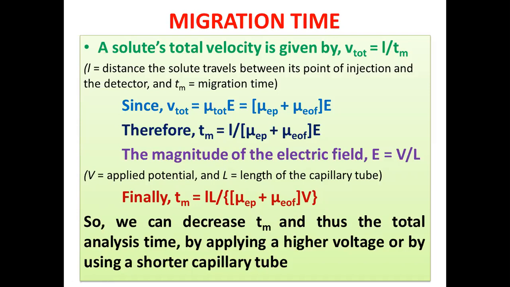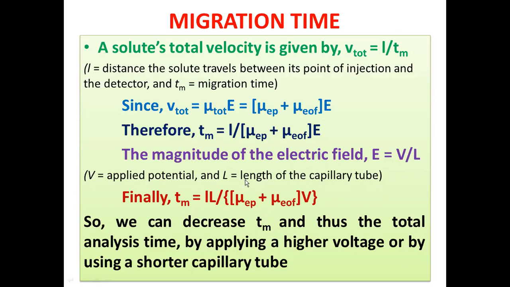If the analytical time needs to be lower, meaning we have to complete the analysis rapidly, the elution time or the migration time must be lower. So we can decrease this time Tm, and thus the total analysis time, by applying a higher voltage. You can see voltage is present in the denominator. If you apply higher voltage, the value of Tm will become lower. So analytical time can be reduced, and therefore the solute can be made to elute rapidly.